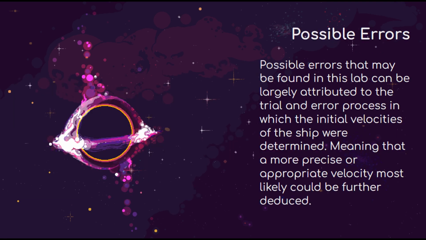Possible errors that may be found in this lab can be largely attributed to the trial and error process in which the initial velocities of the ship were determined, meaning that more precise or appropriate values for the velocities could likely be further deduced.